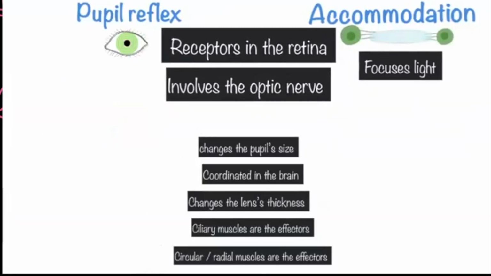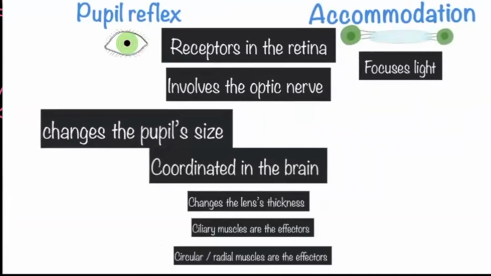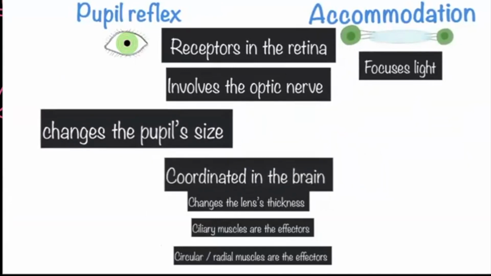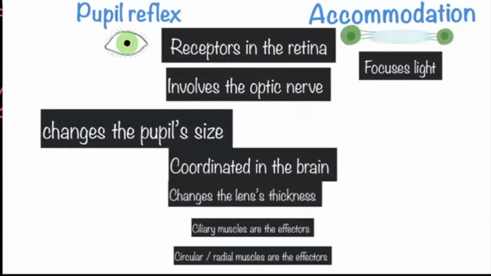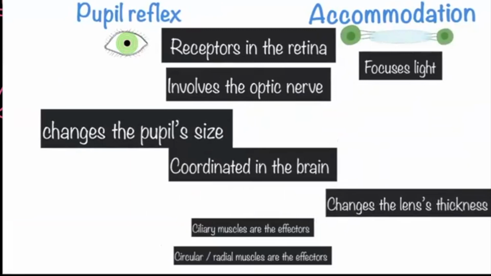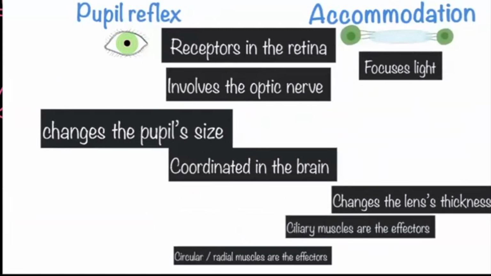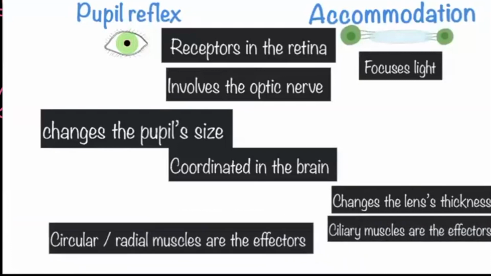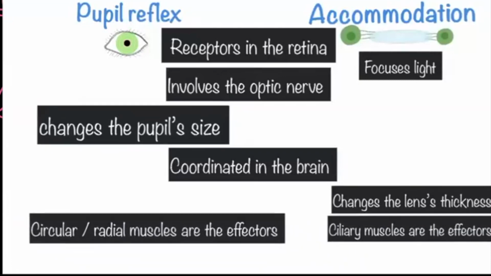The one meant to change the pupil size, that's simply called pupil reflex. Coordinated in the brain, which one is coordinated? It's both, right? Both reflexes are coordinated in your brain. Change the thickness of your lens, that's accommodation. Ciliary muscles are your effectors in accommodation. Circular and radial muscles are for the pupil, right? Is this clear? I have a question about this.